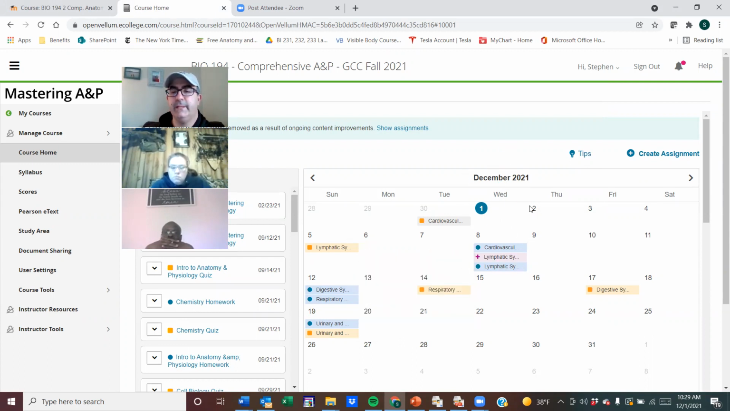What I'll do tonight and tomorrow is I'll go in and update your grades based on Pearson and based on any lab work that you guys have done. Some of the pictures, like the pictures of the heart and the pictures of the blood typing, I'll make sure I do that. And then we're almost done.